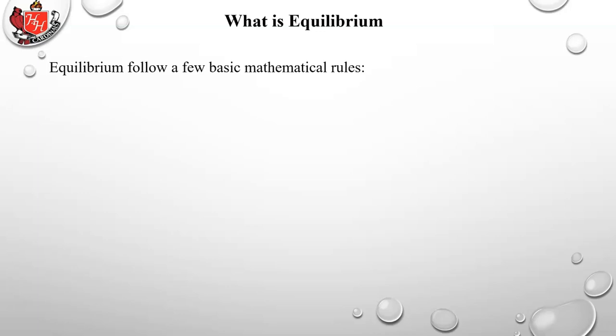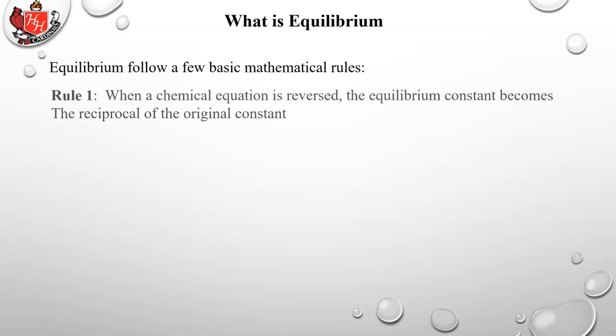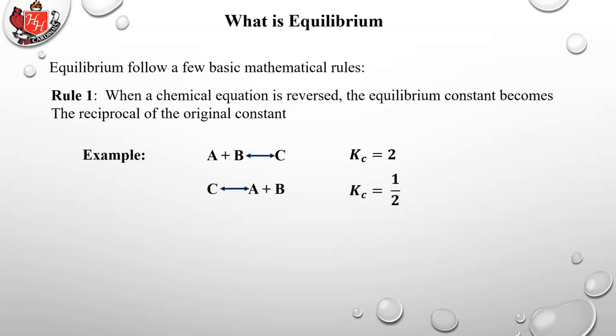Equilibrium follows a few basic mathematical rules. Rule 1. When a chemical equation is reversed, the equilibrium constant becomes the reciprocal of the original constant. So let's say we have a generic reaction, A plus B produces C, and let's just say the Kc of that is 2. If you reverse the reaction, then the Kc becomes the reciprocal, 1 over 2. In other words, if it's really big going in one direction, it's going to be really small going in the other direction.